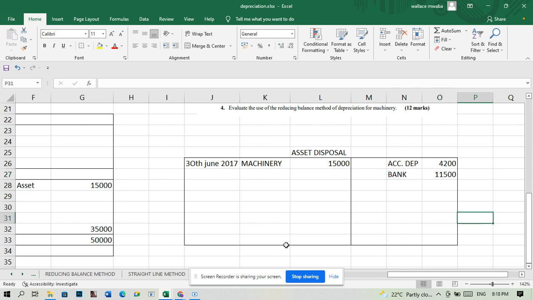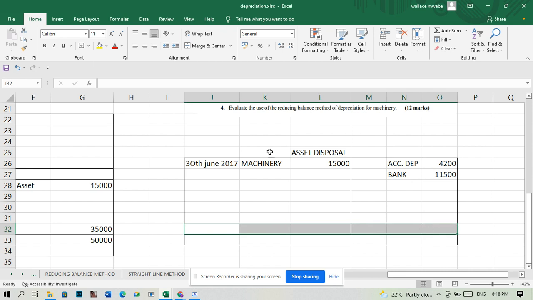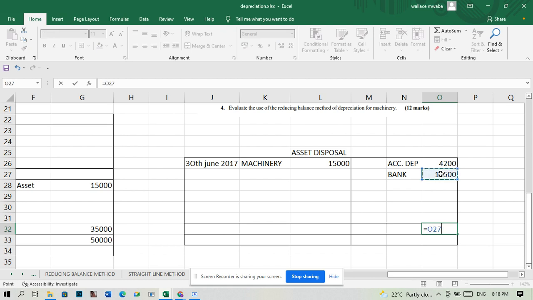So now we have to find out if we made a gain or a loss. I'm going to see which side is higher. No, it's the credit side. So our credit side is high. Say 11,500 plus 4,200, 15,700. So that's the amount put on both sides.